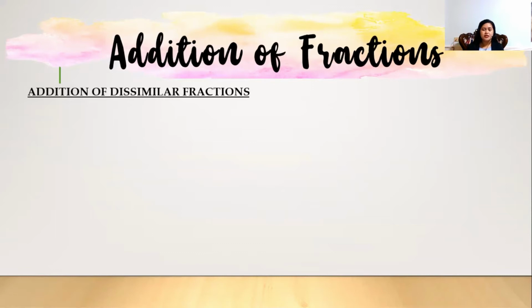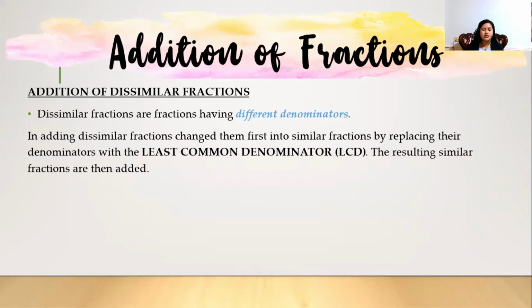Now, there are times that the given fractions don't have the same denominator, and that is what we call dissimilar fractions. Dissimilar fractions are those fractions to be added or subtracted that have different denominators. In adding dissimilar fractions, we need first to change them into similar fractions by replacing the denominator with the least common denominator of both fractions. With the resulting similar fractions, you can now perform addition.